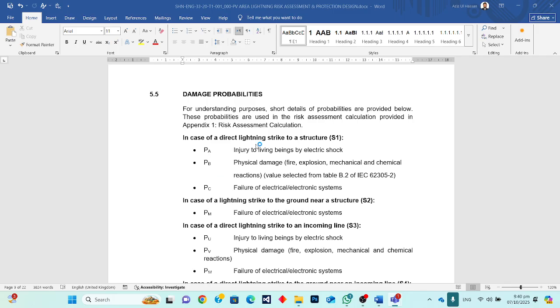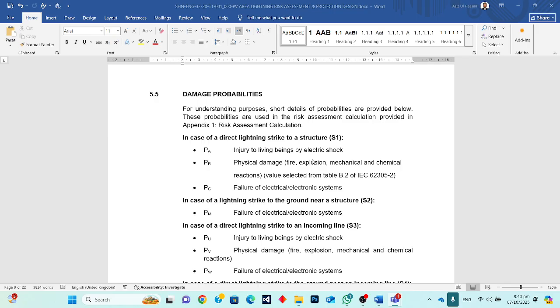In case of the direct lightning strike to the structure, there are three types of probabilities: PA, PB, and PC. PA is the injury to living beings by electric shocks. PB is physical damage, like fire, explosion, mechanical and chemical reactions. And the third one is PC, failure of electrical and electronic systems.